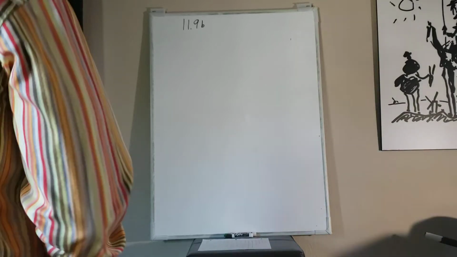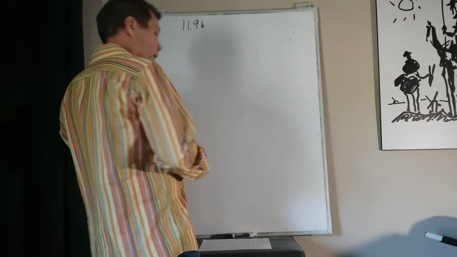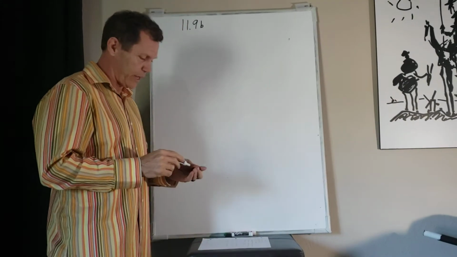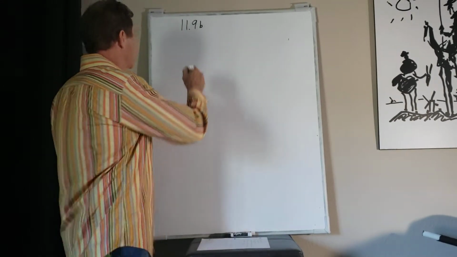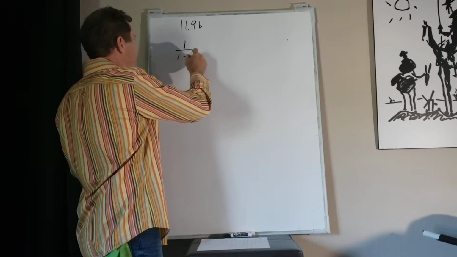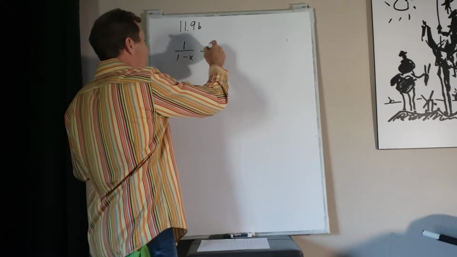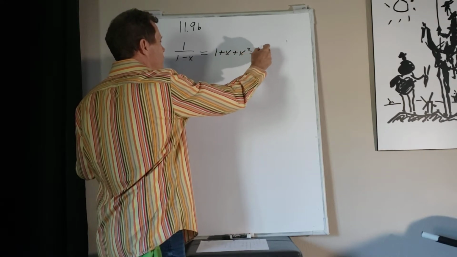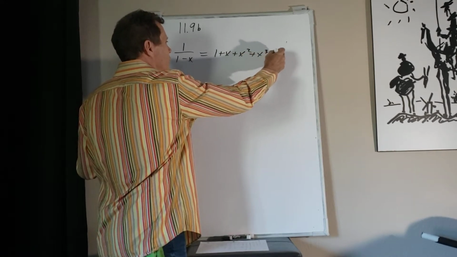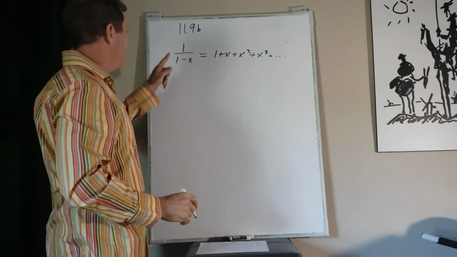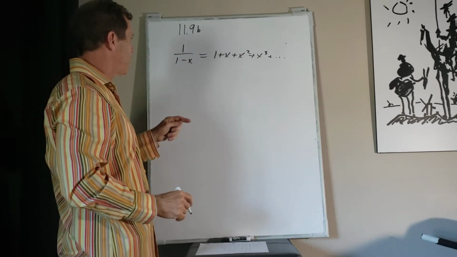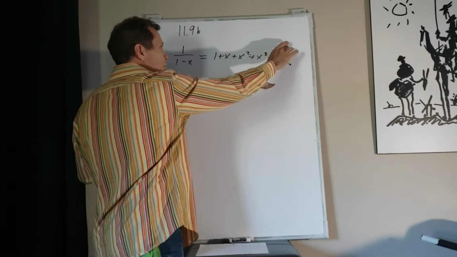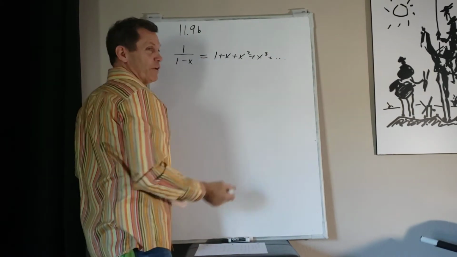Okay, let's shoot another video on 11.9. So last time we learned that you could take a function like 1 over 1 minus x and turn it into 1 plus x plus x squared plus x cubed plus dot dot dot. And this and that were exactly the same. What's better about this one is that it's a polynomial. It's easier to deal with. What's not better about this one is it's got an infinite number of terms.